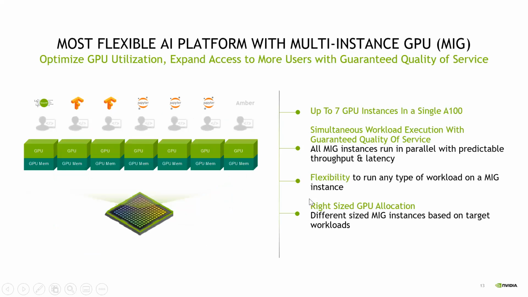Now, what is making all of this possible? I talked about how everything can run on it, anything can run on it. So what is making all of this possible? The thing that is making it possible is actually Multi-Instance GPU, which is MIG. And that is something we'll be talking about in greater detail today.